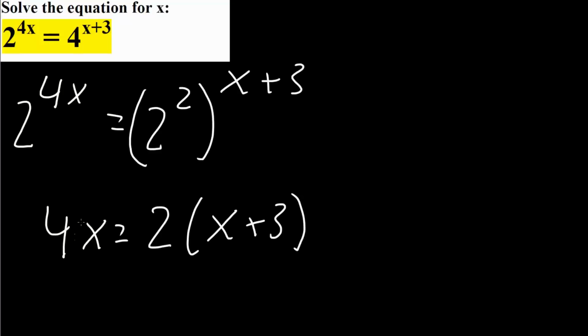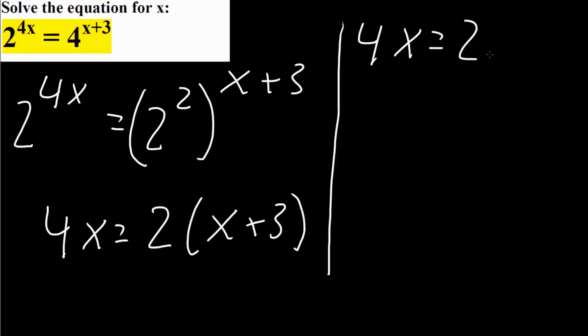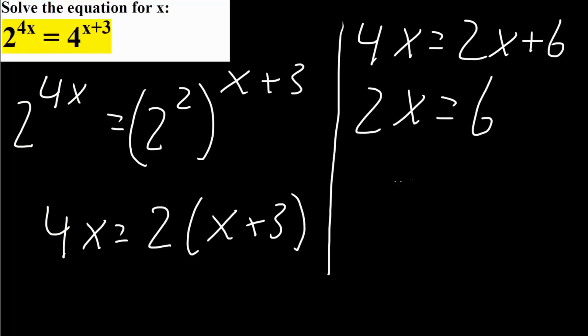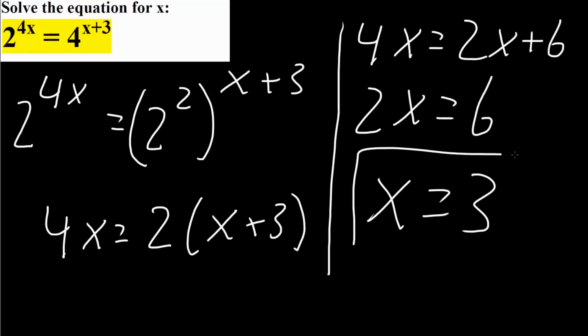So 4x is equal to 2 times parentheses x plus 3. Therefore, we could say 4x is equal to 2x plus 6. 4x minus 2x is 2x. 2x is equal to 6. Therefore, x is equal to 3. And so we simply box in this answer. And now we will do the third problem. The third problem, just one more step.